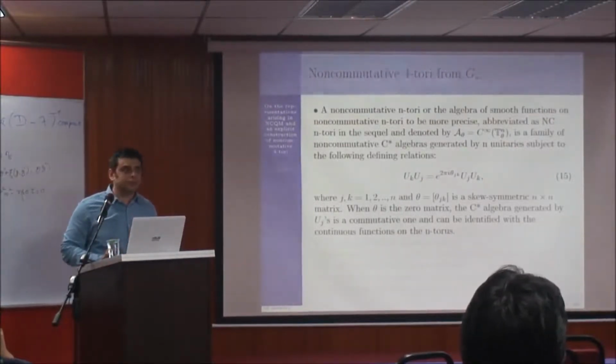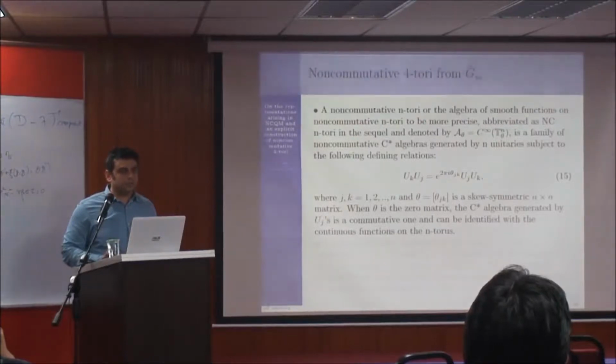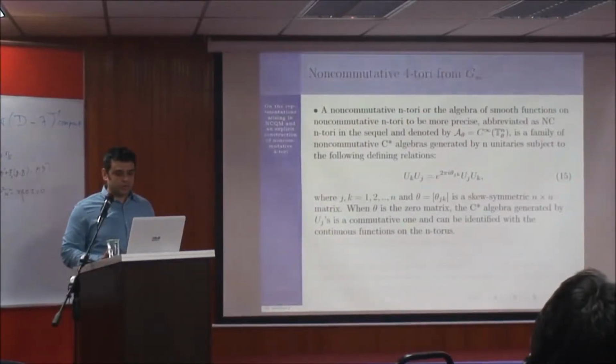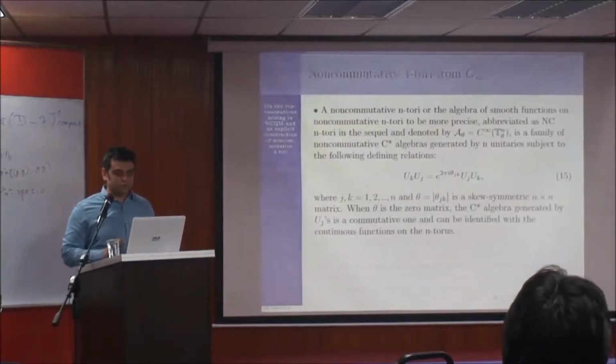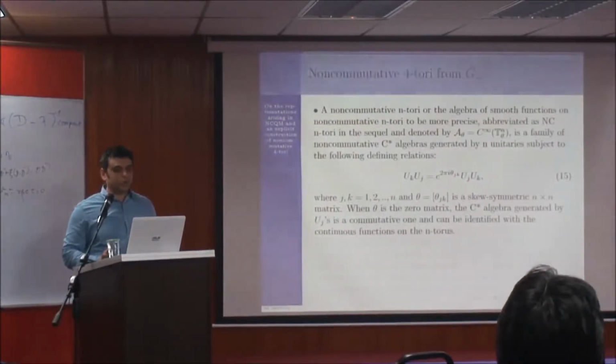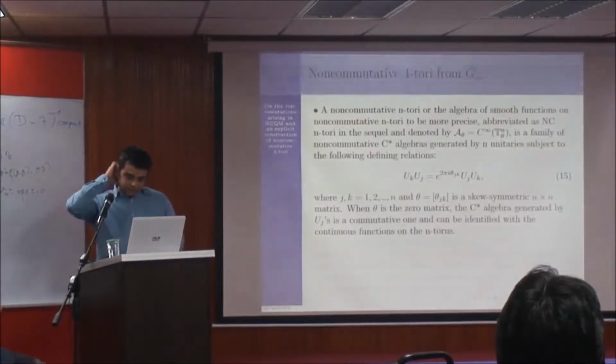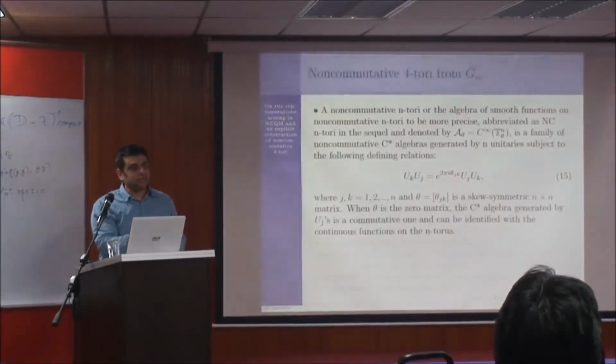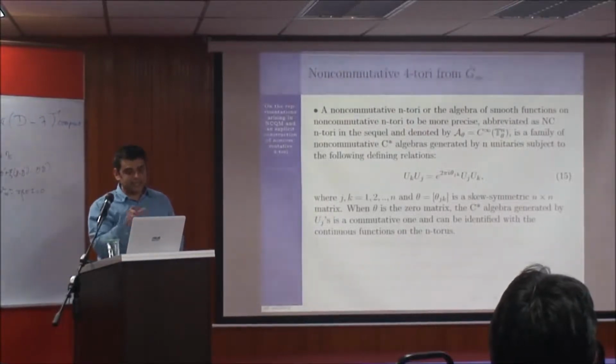Sorry, why do you write it as C infinity of something? It's not functions on anything. It's just an algebra generated by these unitaries. Because if it were an algebra of functions, that would be commutative. No. Okay. So this is the definition of the non-commutative n tori. Okay. So but A theta is the.